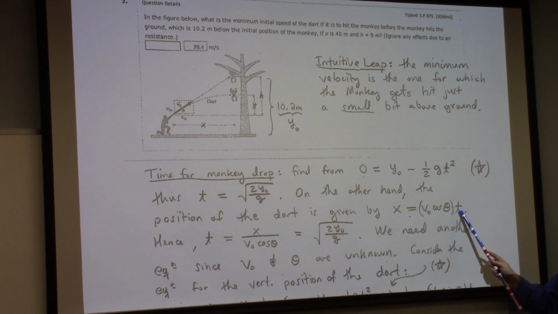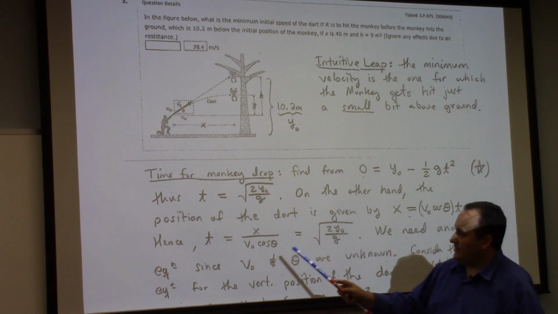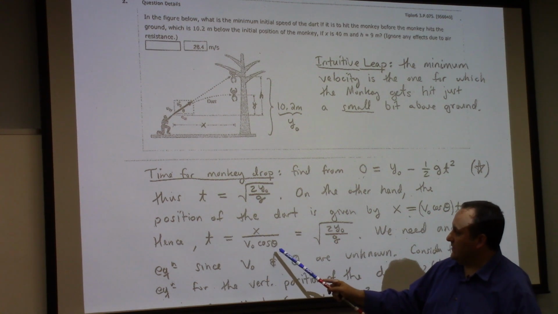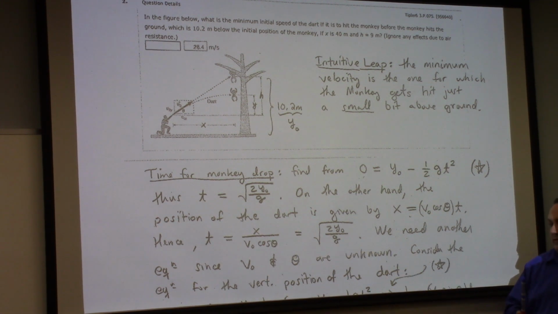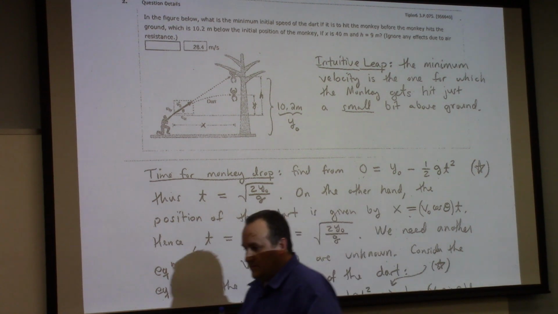And great. So we've got t is x over v0 cosine theta, and that's equal to the square root of 2y0 over g. Since v0 and theta are unknown, I need something else. This is not enough yet because there's two things that I don't know. I don't know theta and I also don't know v0, so I need another equation. What else can I do?